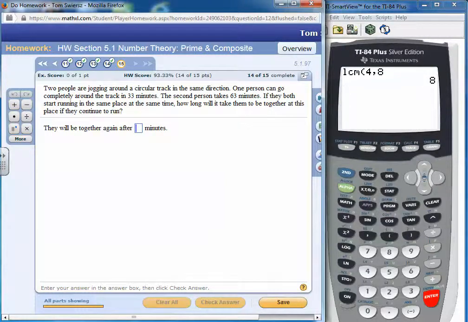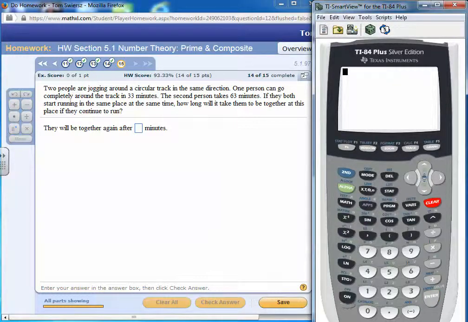Two people are jogging around a circular track in the same direction. One person can go completely around the track in 33 minutes. The second person takes 63 minutes. If they both start running in the same place at the same time, how long will it take them to be together at this place if they continue to run?